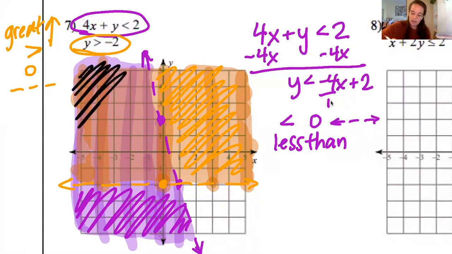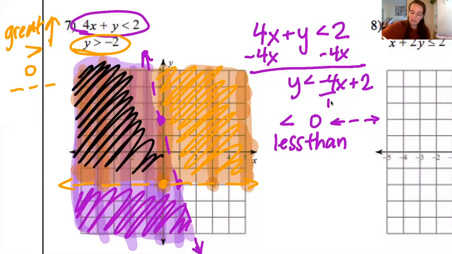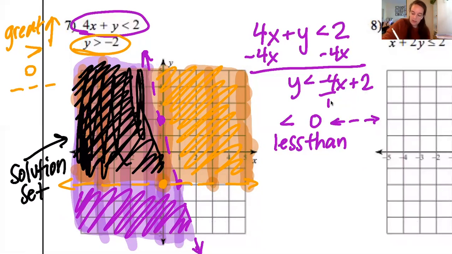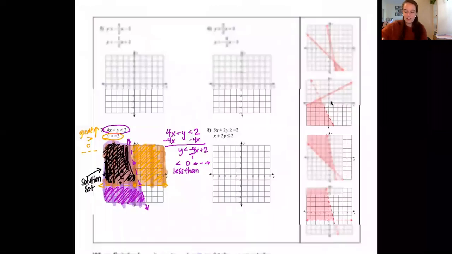So right here, I can see that there were purple lines and there were orange lines. So that section of the graph right there is my solution, right? So this here is my solution set. Any point in here is going to be a solution to this equation. And that is how I graph inequalities. Thanks, guys. That's number 10.